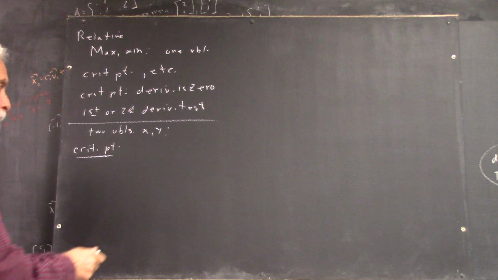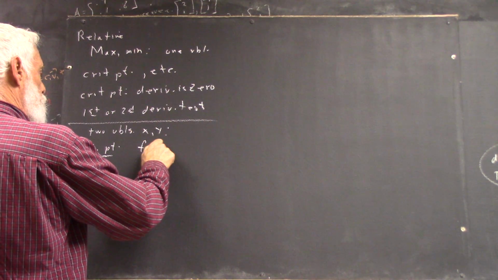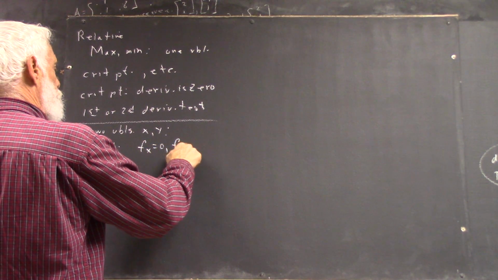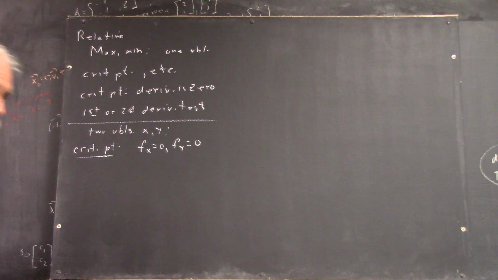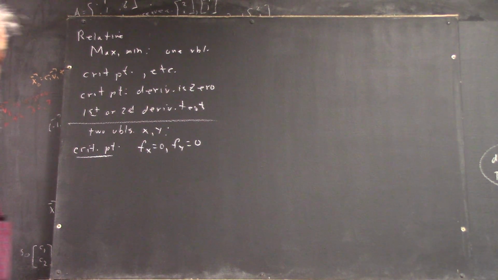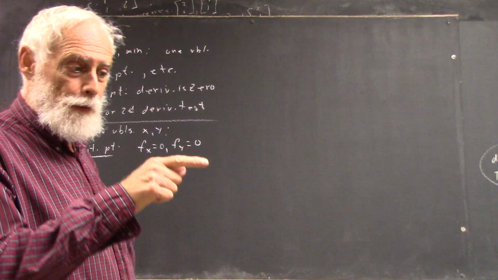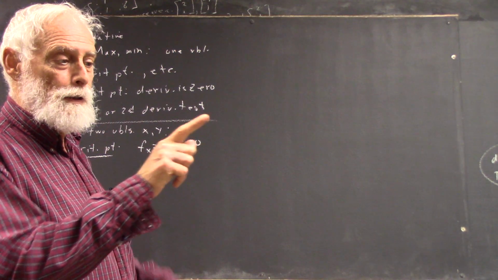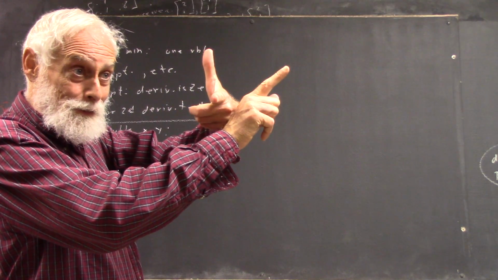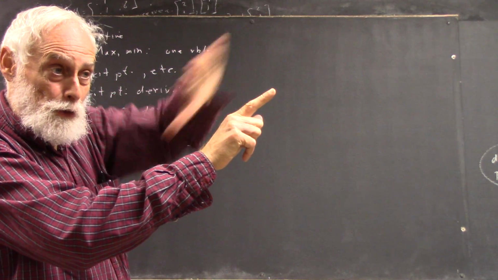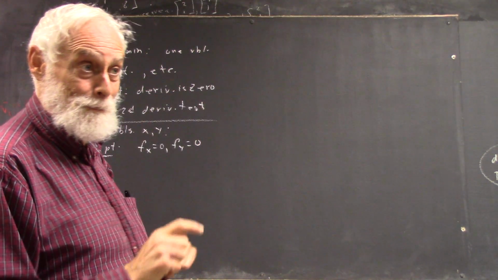Okay, to get a critical point, if fx has got to be 0, fy has got to be 0. Okay? Otherwise, if fx is 0 but fy isn't, your parallelepiped looks like this. Clearly you don't have a max or min anywhere, right?